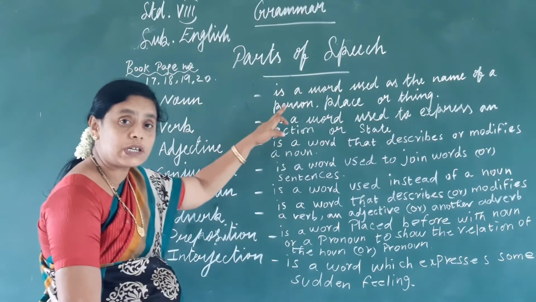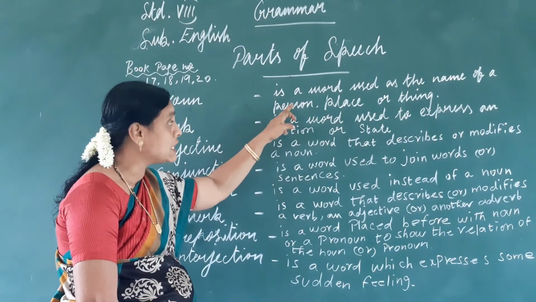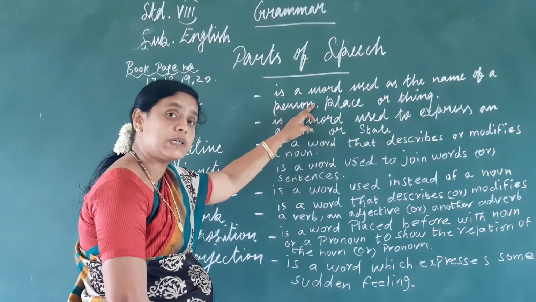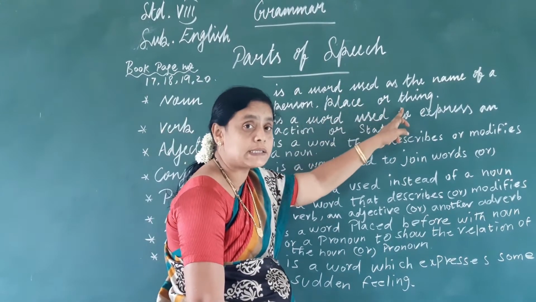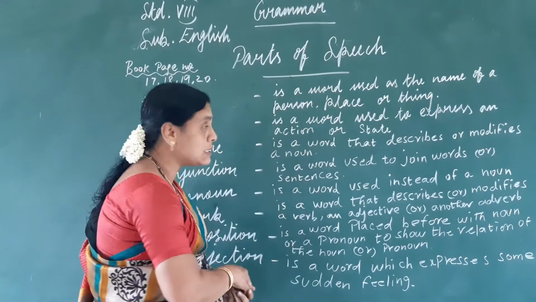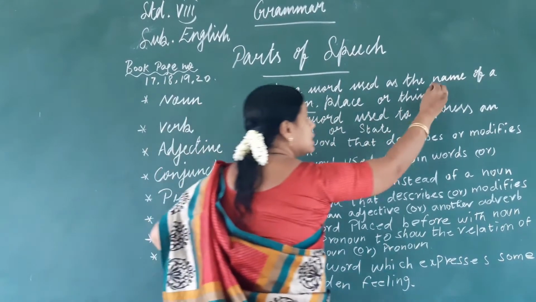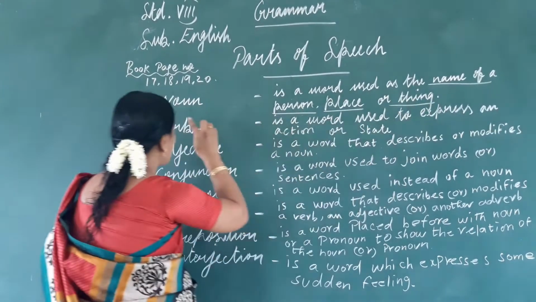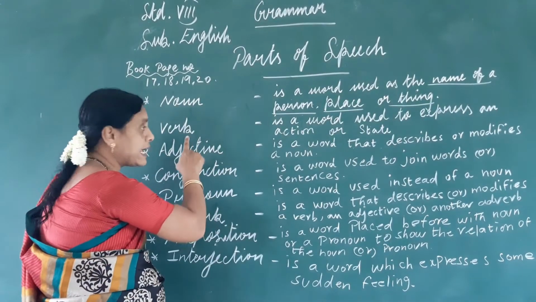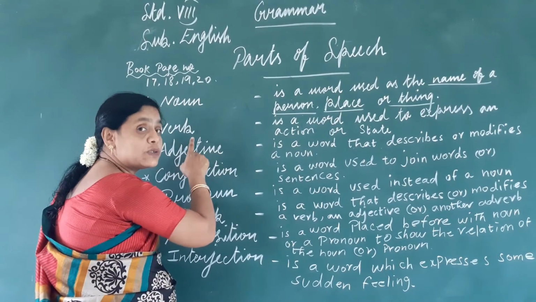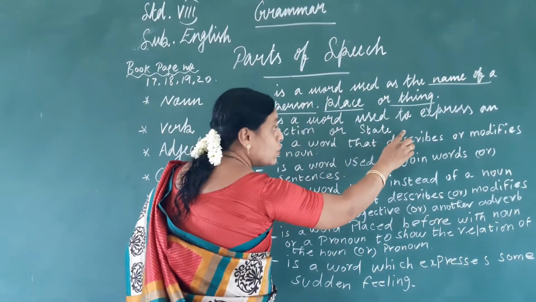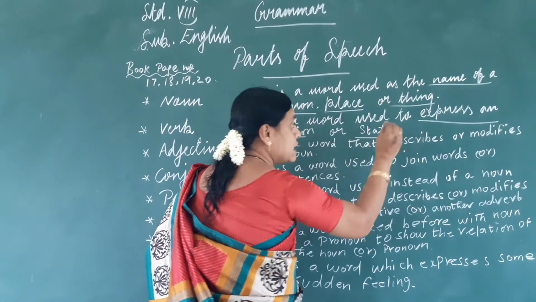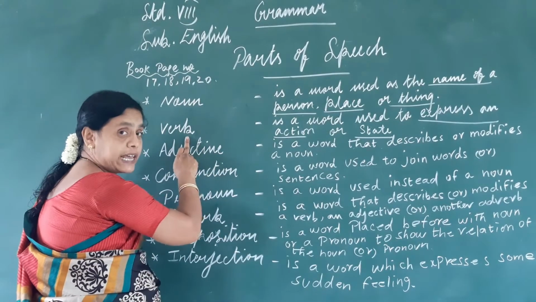I have written the definition of noun on the right side. You learn it. Noun is a word used as a name of a person, place or thing. That is called noun. Now the second part of speech is verb. What is verb? A word used to express an action or state is called verb. This is the second part of speech.